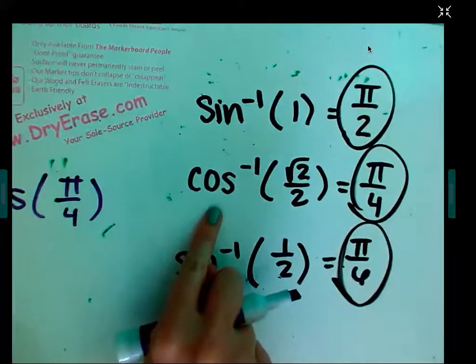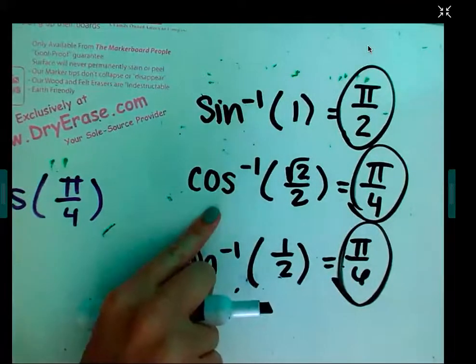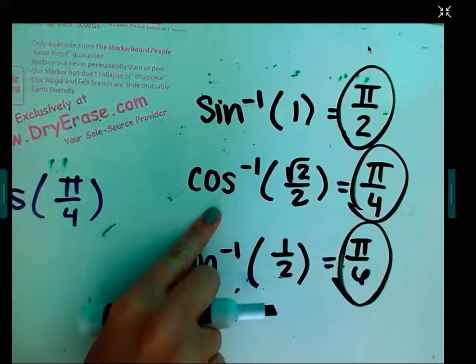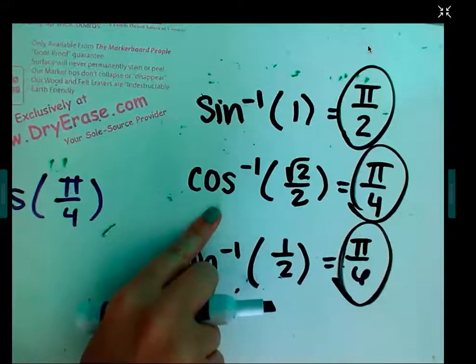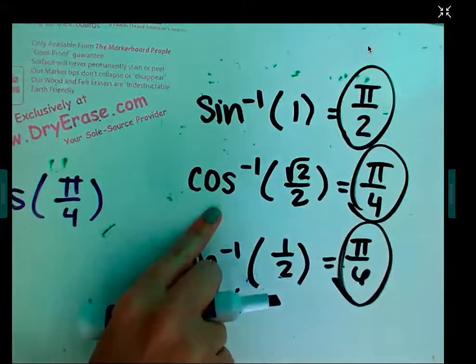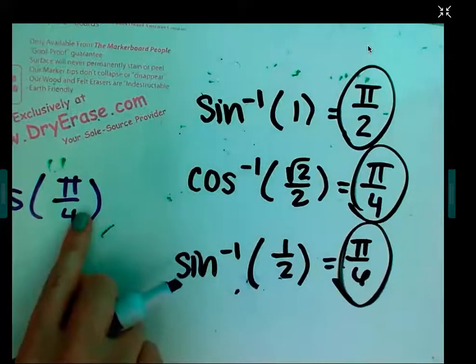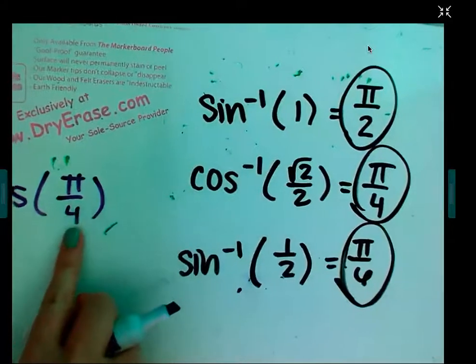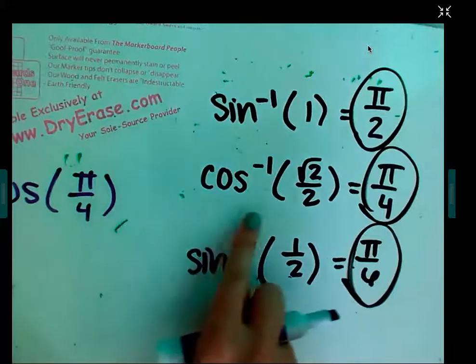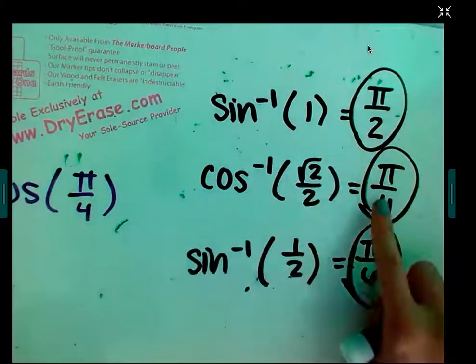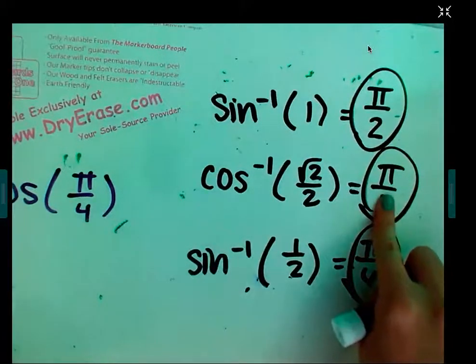Cosine inverse. What do we know about inverses? Don't write this down. How is it the opposite? Talk to me. What do we do with inverses? Good, good. Switch the x and the y. So the input is no longer the angle. The input is going to be the value. The output, the answer, should be the angle. We're just working backwards. Does everybody understand that?